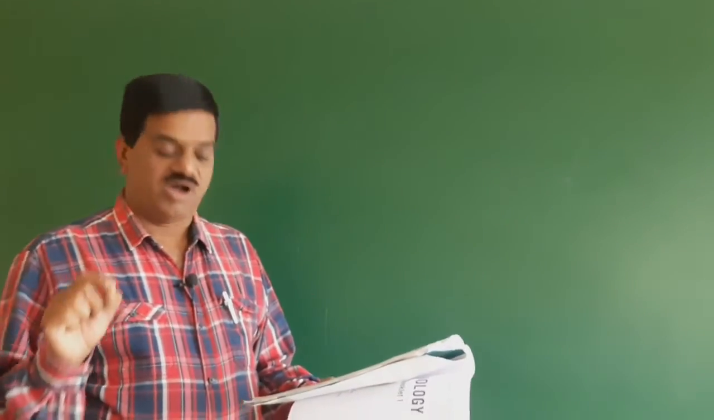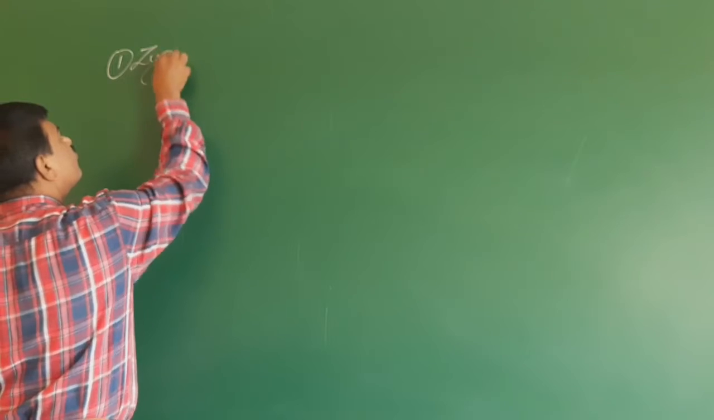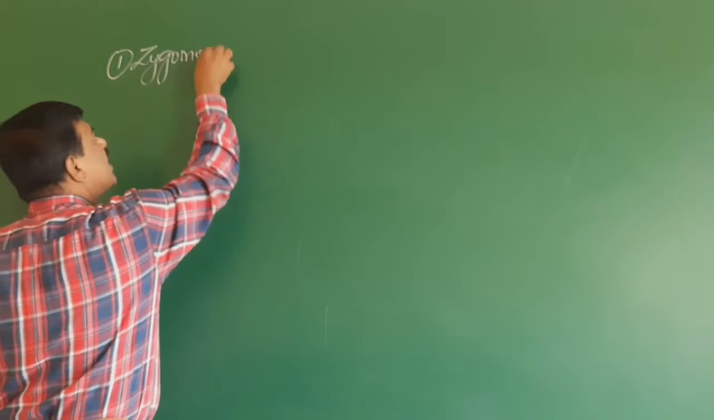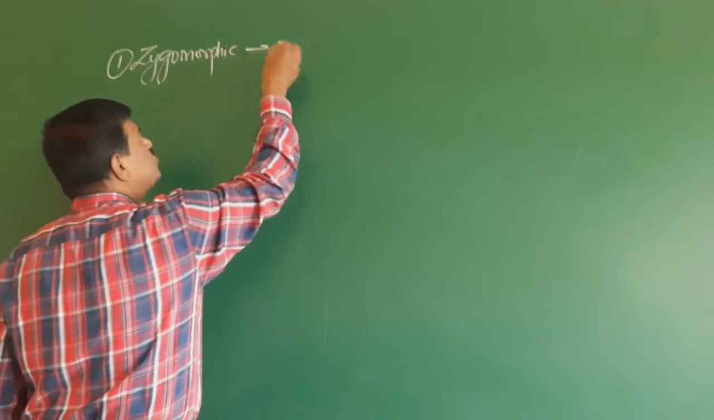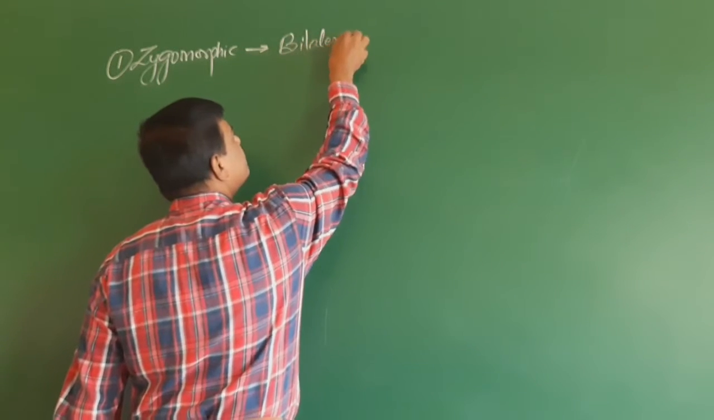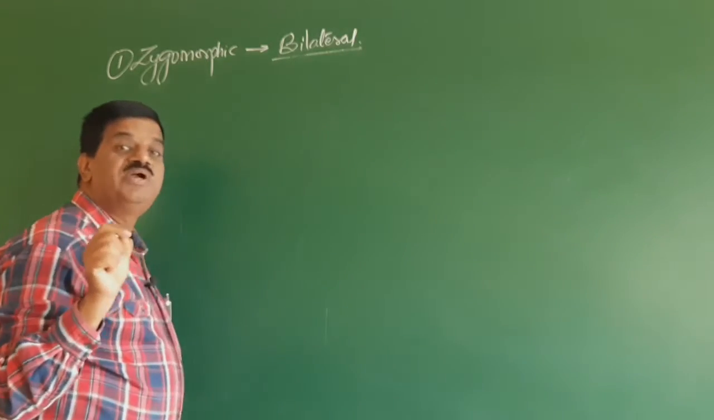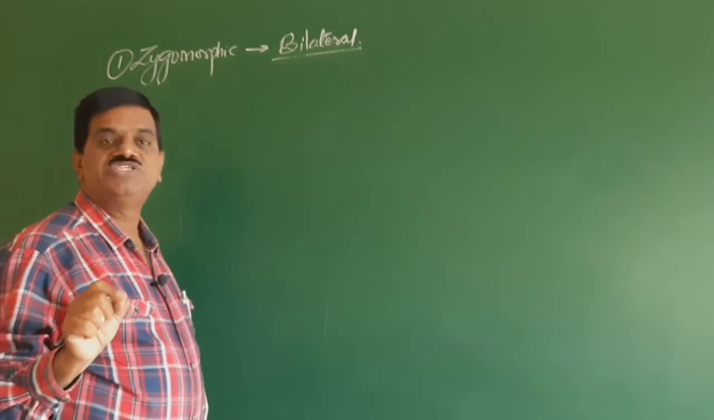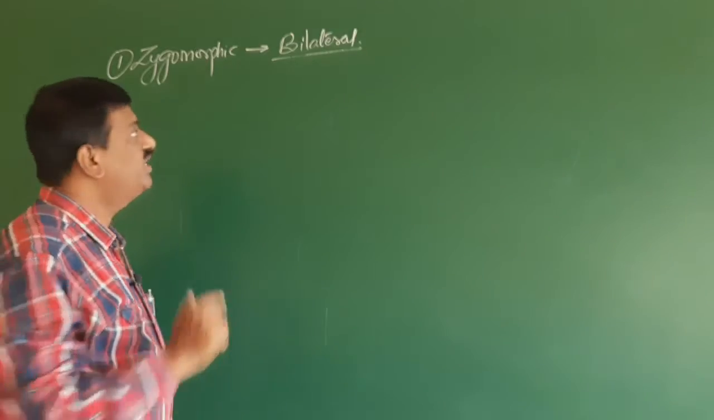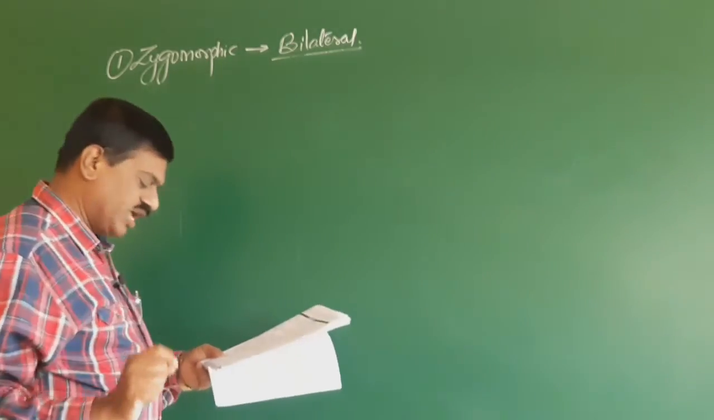So here the options are, the first one is zygomorphic. Zygomorphic is nothing but bilateral symmetry. The meaning of bilateral symmetry is that only in one particular plane it divides into two equal halves. Hence it is called bilateral symmetry, or we use the word zygomorphic.